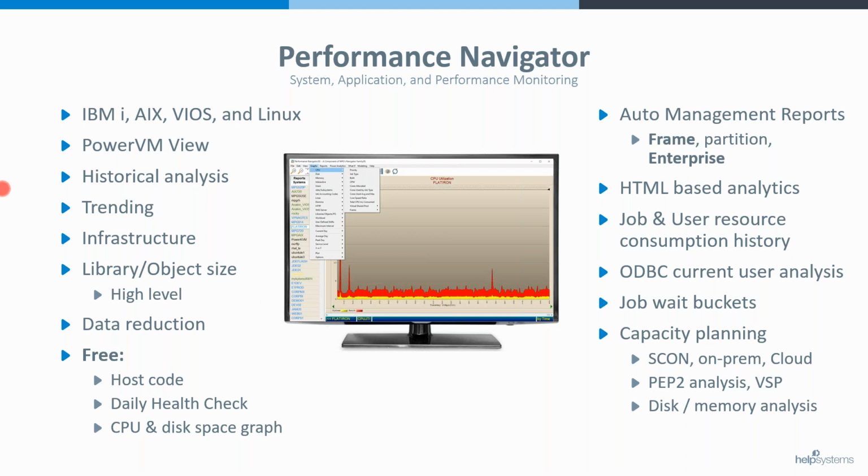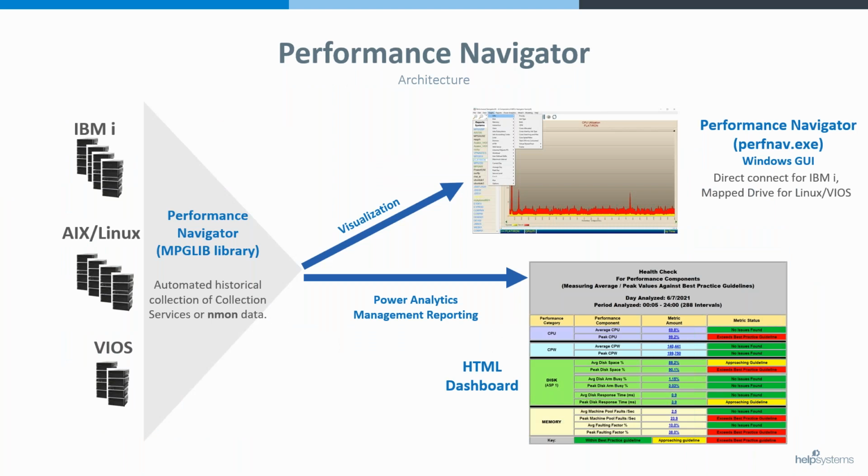Whether you're doing server consolidation, on-prem, or going to the cloud, or PEP2, which is Power Enterprise Pools 2 analysis, or virtual shared pool analysis, or disk or memory, that is a function that Performance Navigator probably has exclusively. And this is why business partners and IBM all over the world use Performance Navigator to do that capacity planning function. And of course, when we're doing that, we're using that free data that you collected, right? So that's why the data collection piece is free.